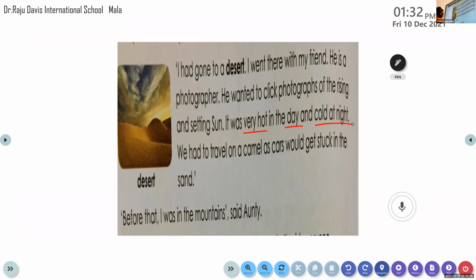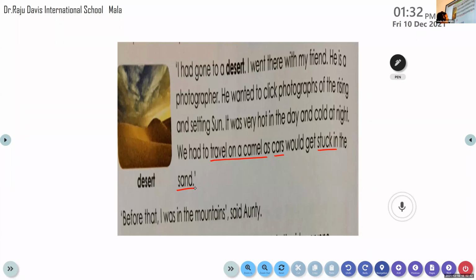And apart from all this, Ravina auntie and her friend had to travel on a camel. Both of them had to move from one place to another on a camel because cars would get stuck in the sand. If they traveled by cars, the cars would get stuck in the sand. To avoid that, Ravina auntie and her friend had to travel on a camel.